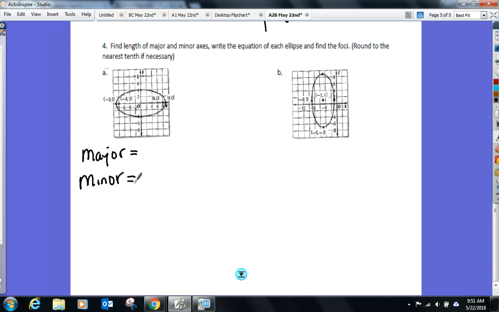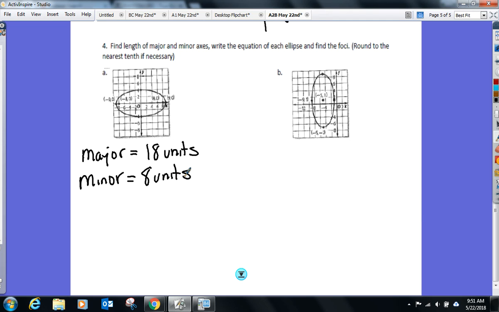So the major one, is it on the X or the Y? Okay, definitely on the X. And as you guys can see, you're going from -9 to 9, it looks like. So how long is the major? 18 units. Great. Minor one is going from what? 4 to -4. So that's going to be a distance of 8 units. You guys are on a roll here.